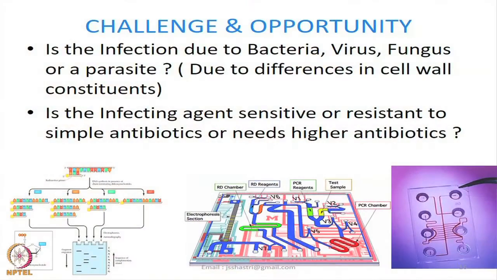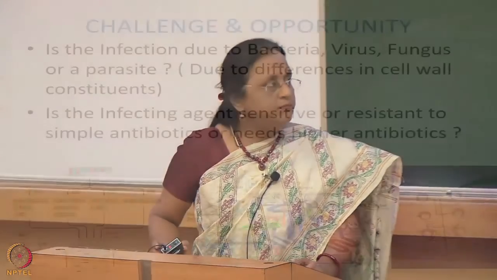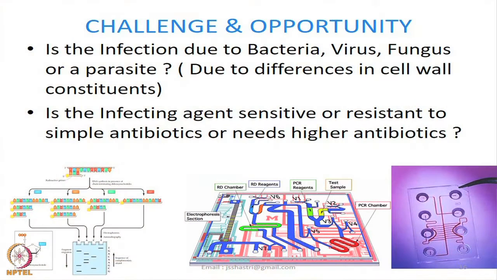So what is our challenge? Is the infection due to bacteria, due to virus, due to fungus or a parasite? These are due to differences in the cell wall. You can use simple methods for identification because of cell wall differences. Whether the infecting agent is sensitive or resistant to simple antibiotics or you need higher antibiotics.